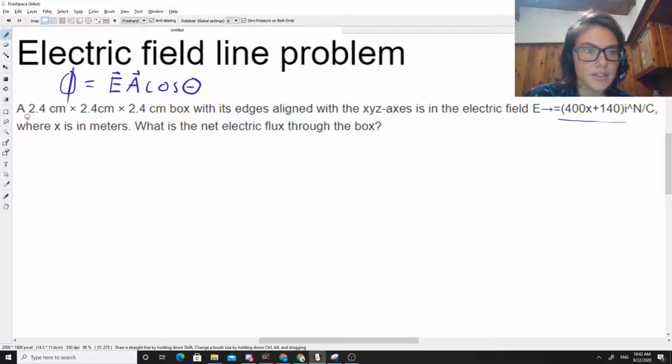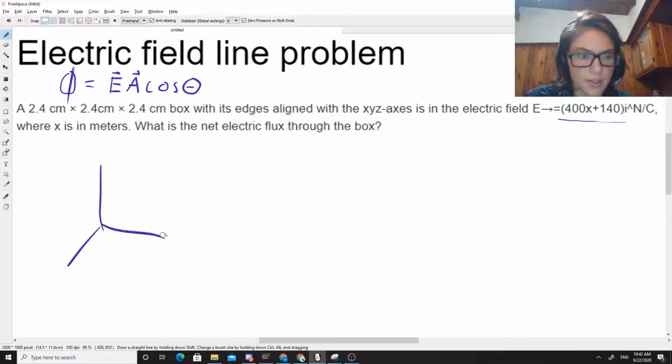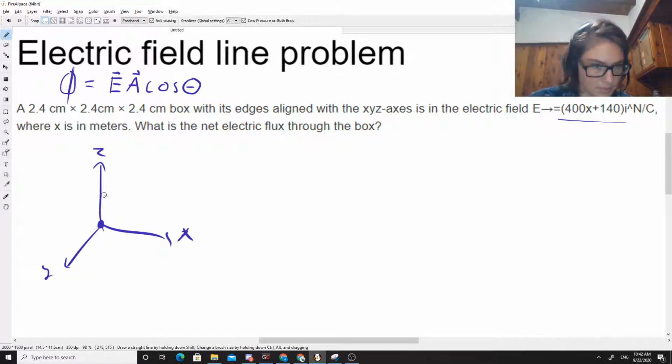Now it tells us that we have a box with its edges aligned with the xyz axes, so we'll put our xyz axes here. We'll say that's y, this is x, and that's z. What it's telling you basically is that the corner of the box is at the origin, and it extends positively through each of the axes directions. So our box kind of comes out.